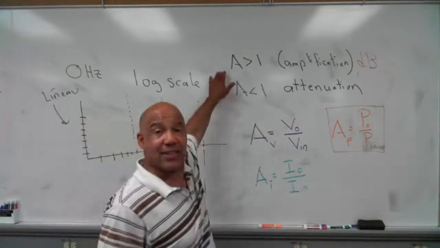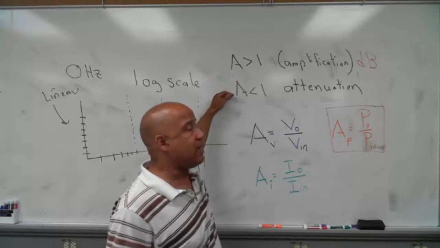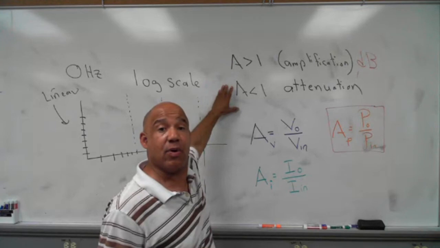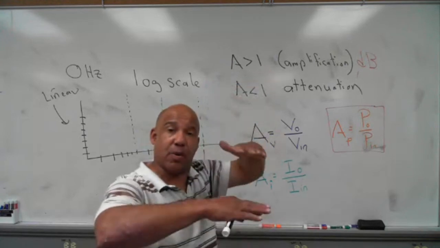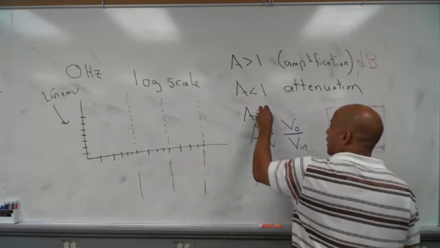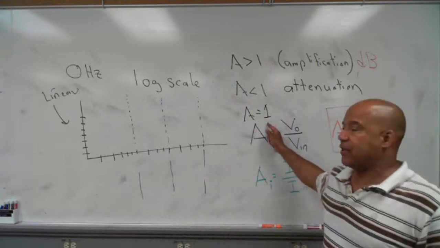Anyway, gain is important. I can have a gain greater than 1. I can have a gain less than 1. This is not amplification. Negative amplification is attenuation. That means my signal is getting smaller. I can even have a gain equal to 1. And that means there's no amplification or attenuation.